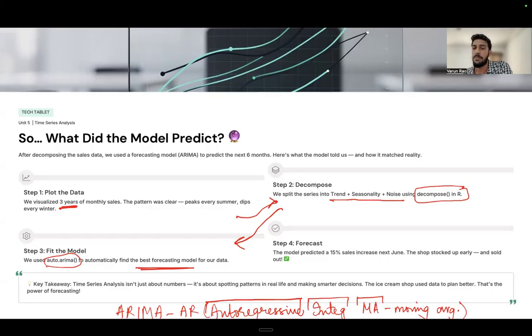Once all these steps are done, you can see the model predicted a 15% sales increase in the next June. Just a quick question for all of you. Do you think this information can be used to predict data or not? Think about it and let me know.